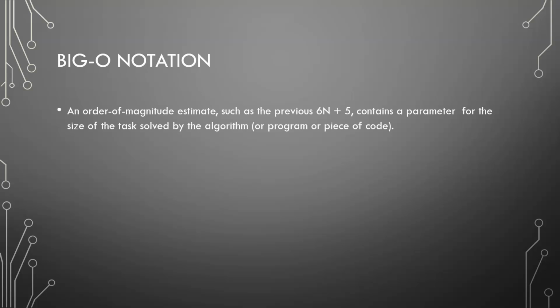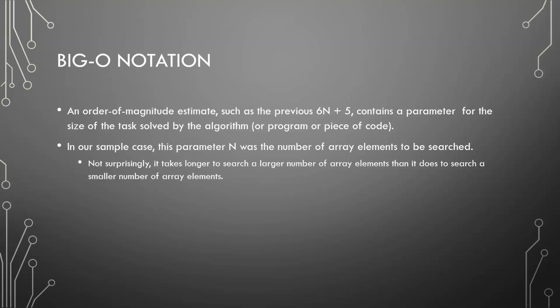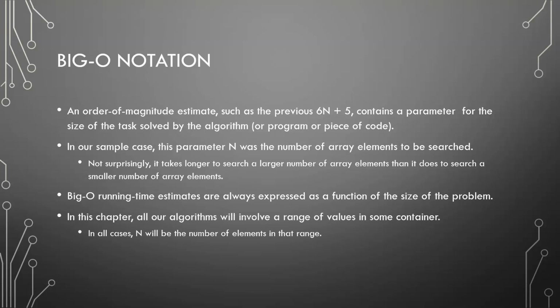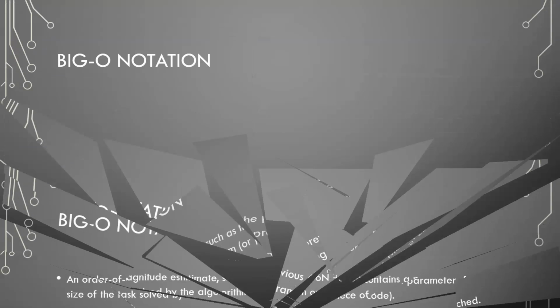Now, an order of magnitude estimate, such as the previous 6n plus 5, contains a parameter for the size of the task involved by the algorithm or program or piece of code. In our sample case, this parameter n was the number of array elements to be searched. Not surprisingly, it takes longer to search a larger number of array elements than a smaller one. Big O running time estimates are always expressed as a function of the size of the problem. So in our chapter, all our algorithms would typically involve ranges of values within some kind of container. In all those cases, n is going to be the number of elements within that range.